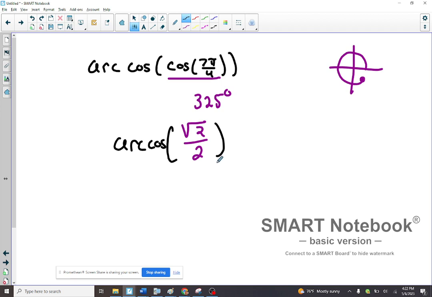What causes root 2 over 2 in the arc cosine? Just 45 degrees, or pi over 4. So your final answer here is not 7 pi over 4, but pi over 4. That's it? No, I'm saying that's the answer for this, yeah. Let's do some more. Good.